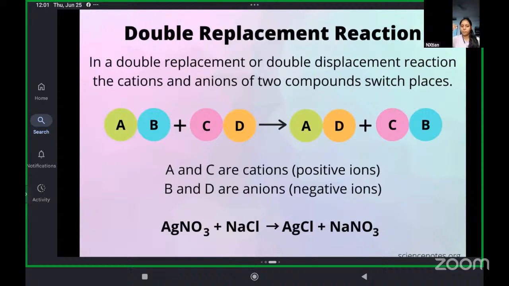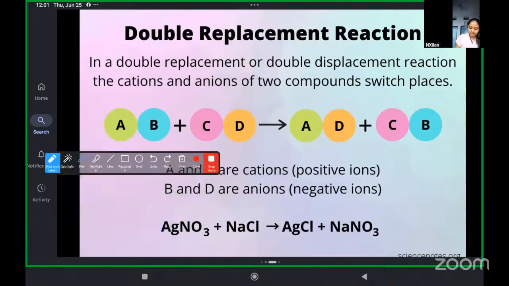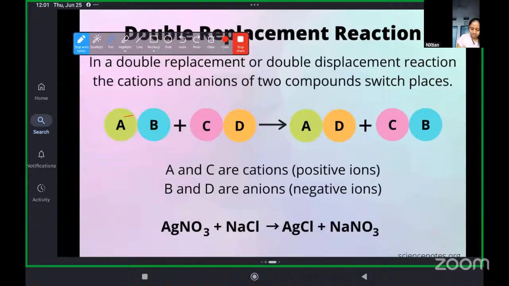Okay, so in this example, AB plus CD, A and C are positive ions. Positive ions are known as cations, and negative ions are known as anions. So B and D are negatively charged.